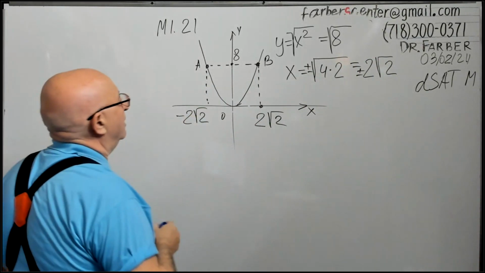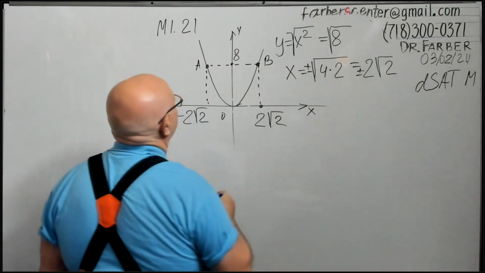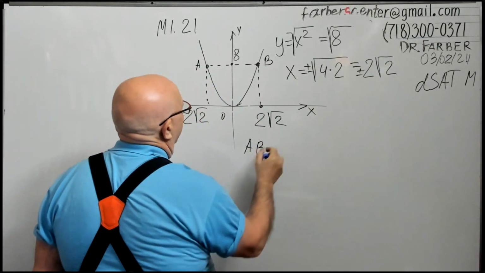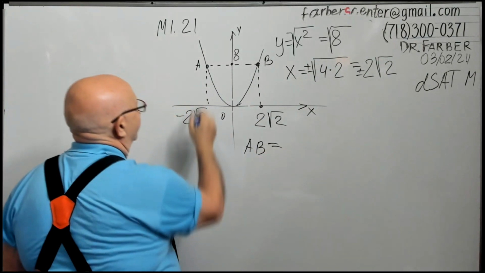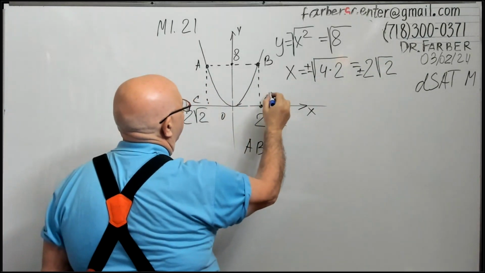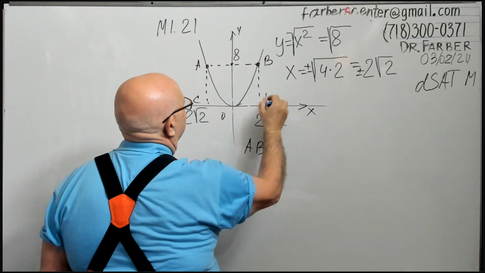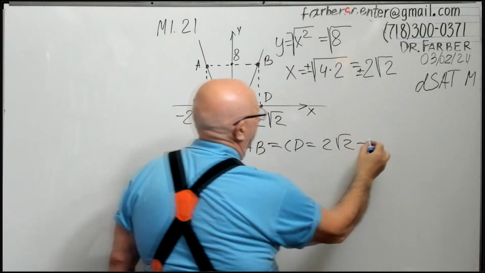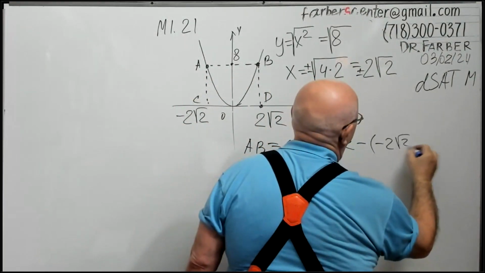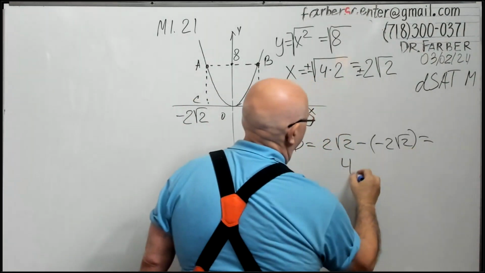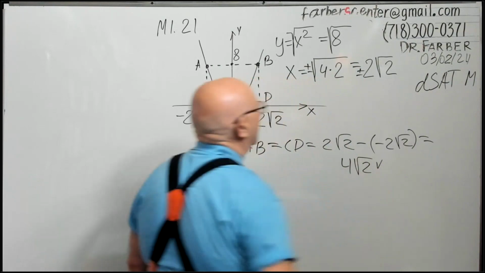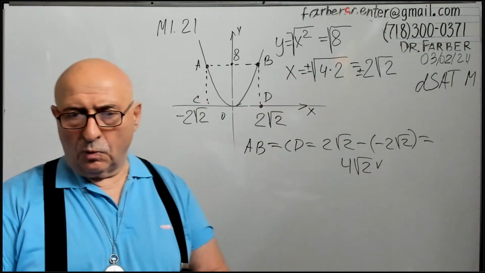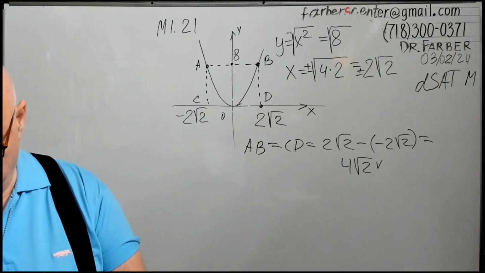And how do we find the distance between 2 points? AB equals the difference of the x-coordinates, since they have the same y-coordinates, which is 2 square root of 2 minus -2 square root of 2, which is 4 square root of 2. So far, so good? Do you understand up to this point, 100%?